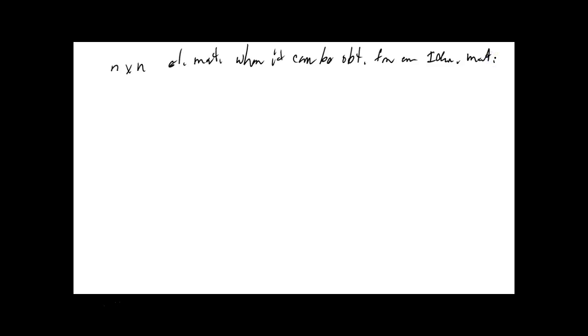Okay? By a single elementary row operation. So basically one switch or one multiplication or one addition. Yeah. Elementary row operation. ERO.